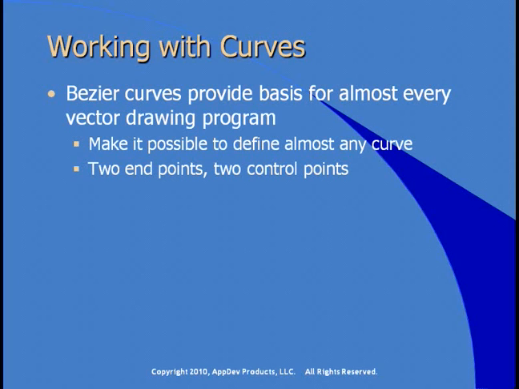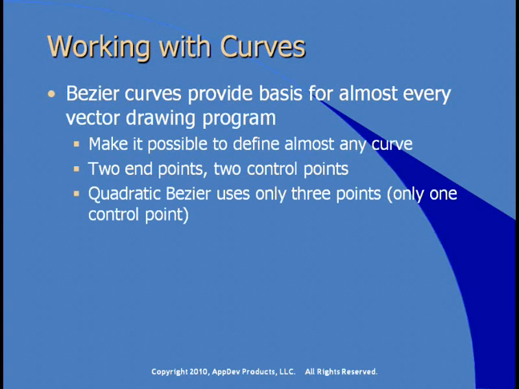Bezier curves are created using 2 endpoints and 2 control points. I will mention that the quadratic Bezier uses only 3 points and only has 1 control point, so it's a little simpler, easier to draw, easier to define, but a little less flexible.